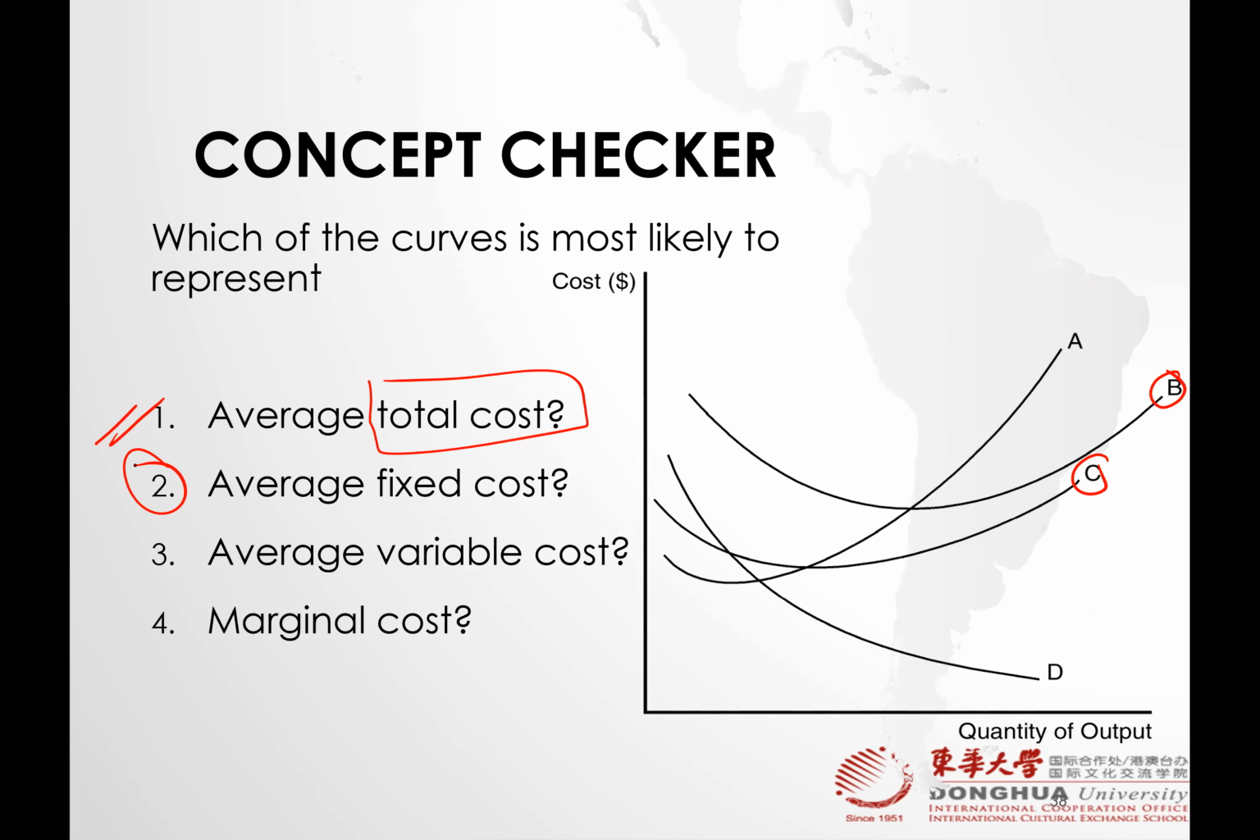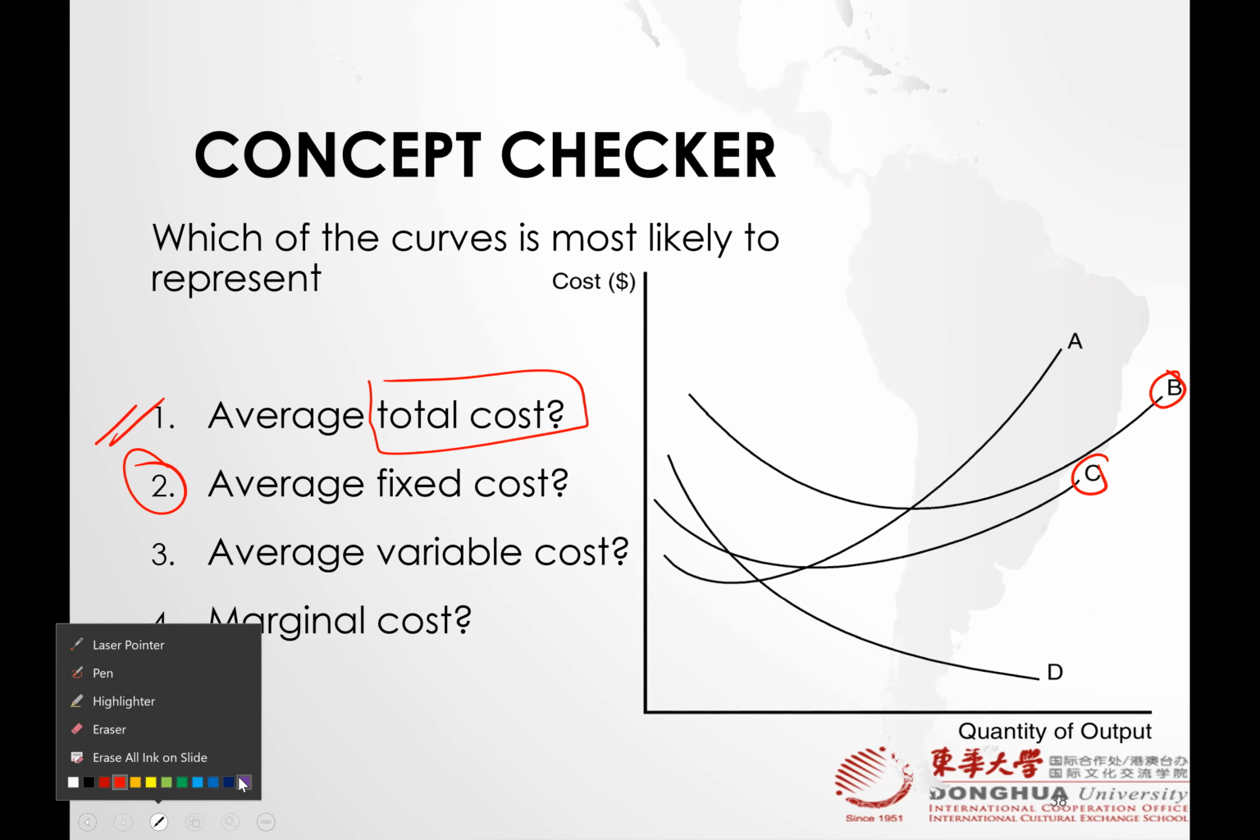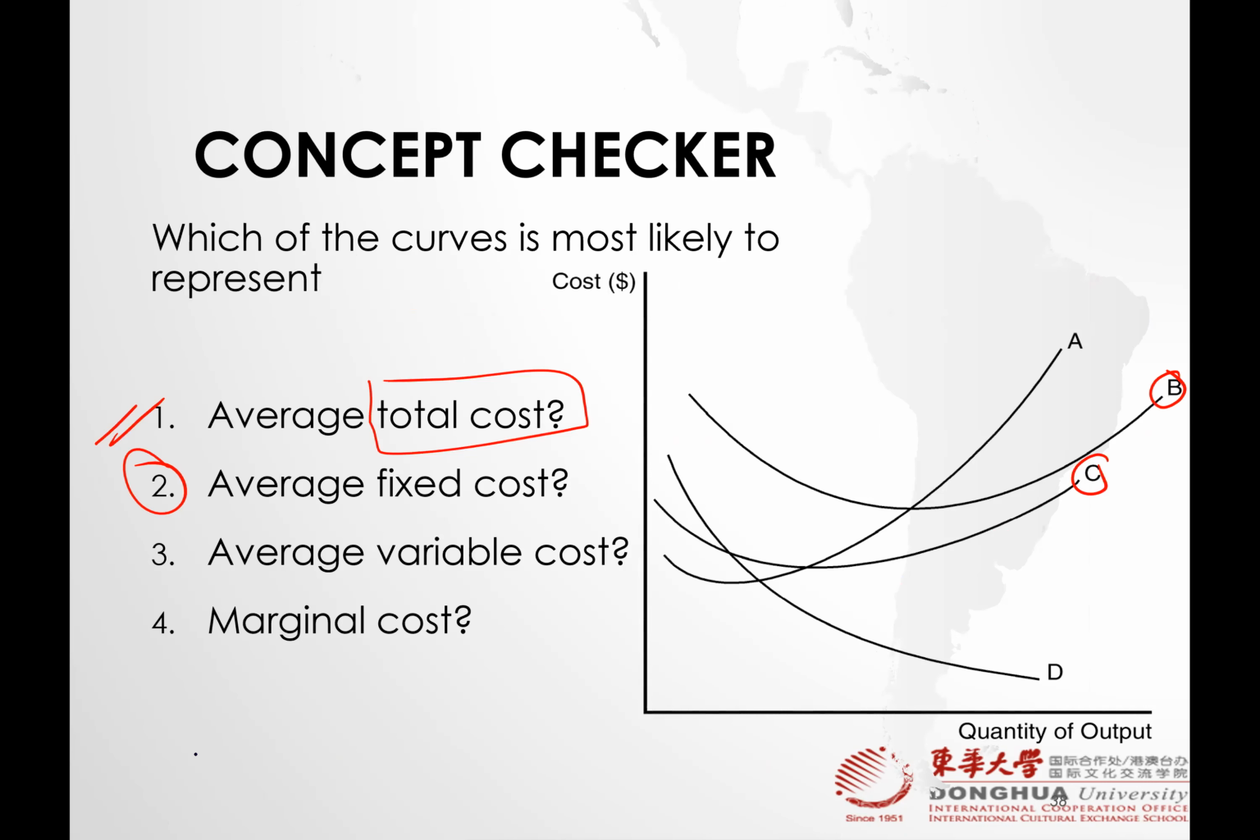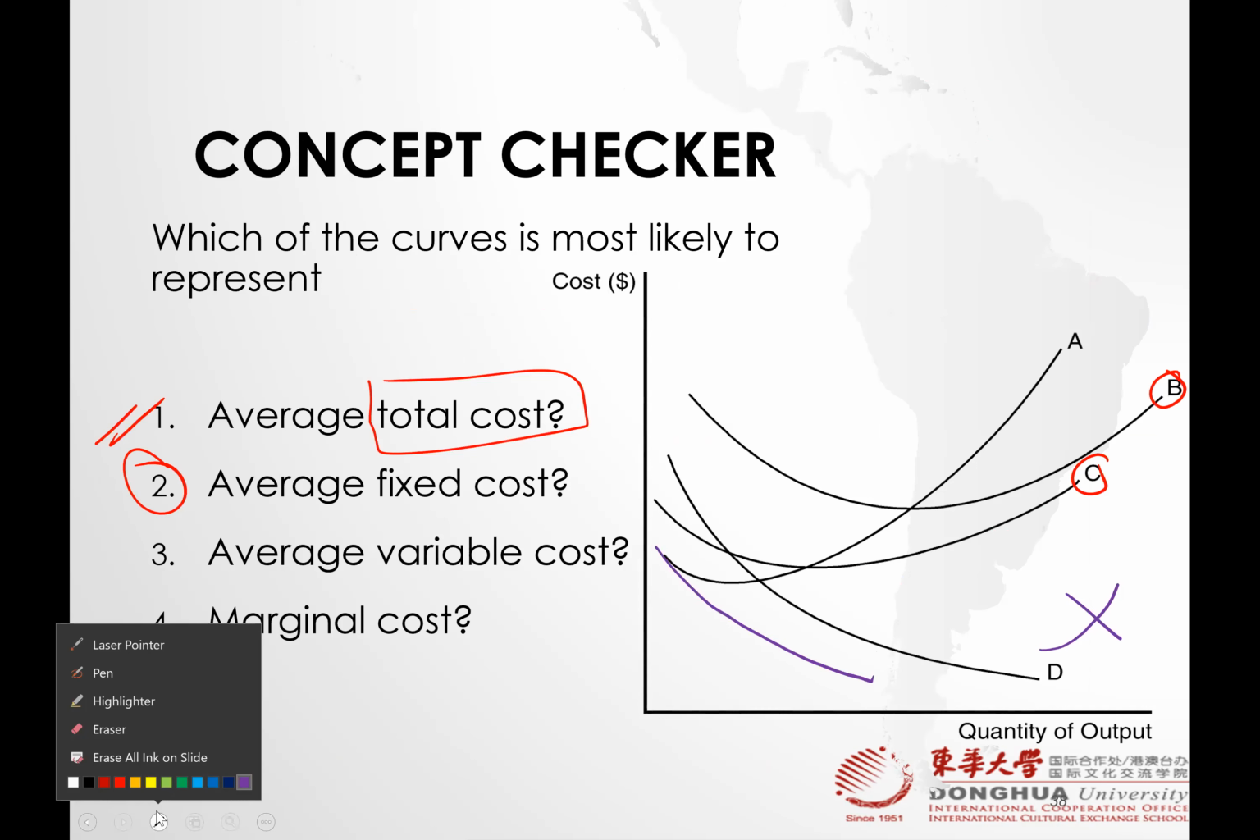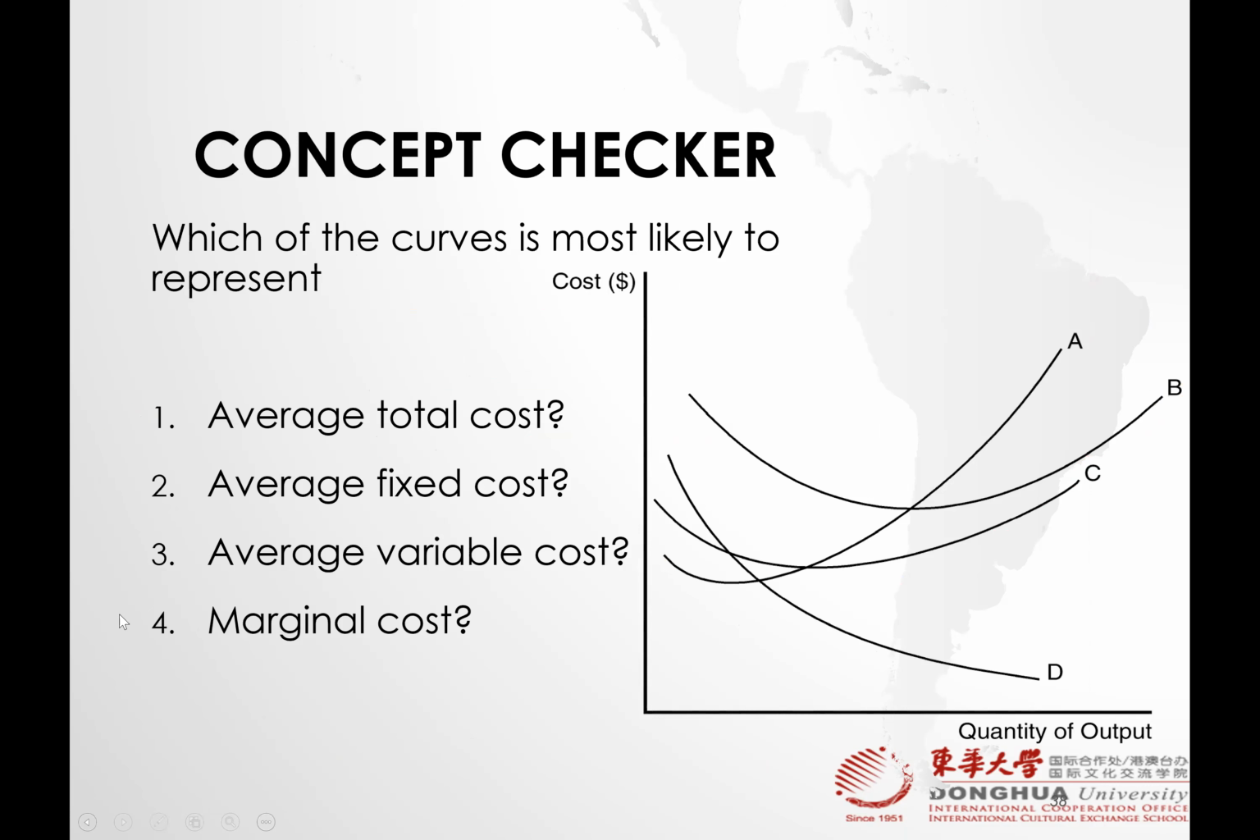Tell me, what is the average fixed cost? It's D. Why D? It's not because it's the lowest one. It's because it's always decreasing. There is no chance it will increase. Why? Because whenever we produce more, because fixed cost is fixed, it would be divided by a greater number. When it is divided by a greater number, it always shrinks. So it is always decreasing. So that would be average fixed cost. This would be average total cost.